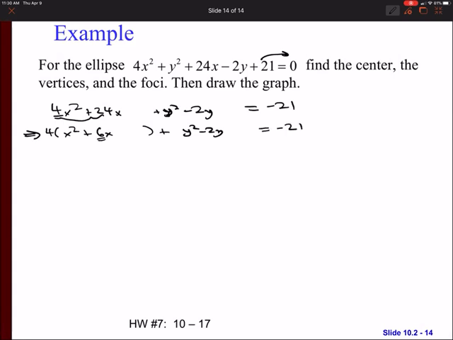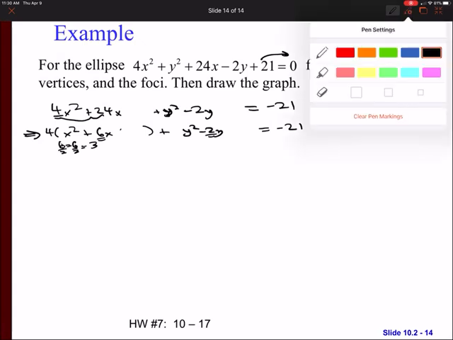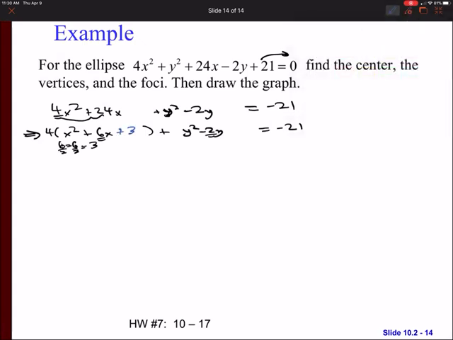And we identify b, right? B, again, the value of 6, so we take half of that. So we're going to look at 3. So we would add in 3 squared here. So we add in half of b, and then we do the same thing over here. B is negative 2. So we take half of that, we get negative 1. So we would add in a negative 1 squared.